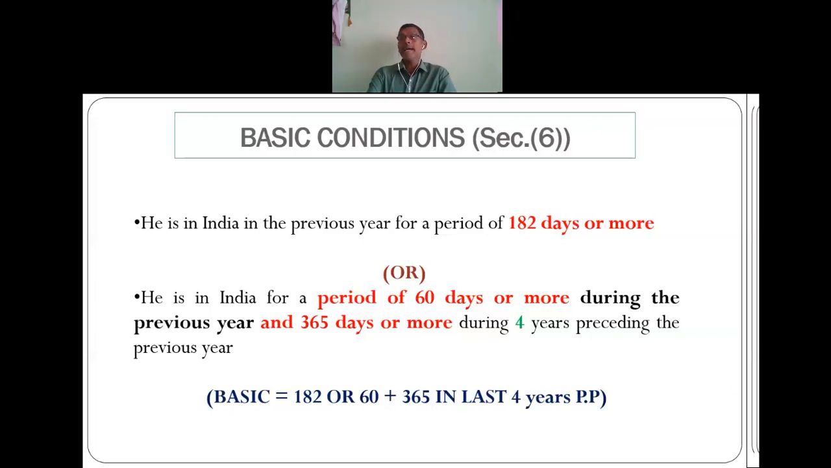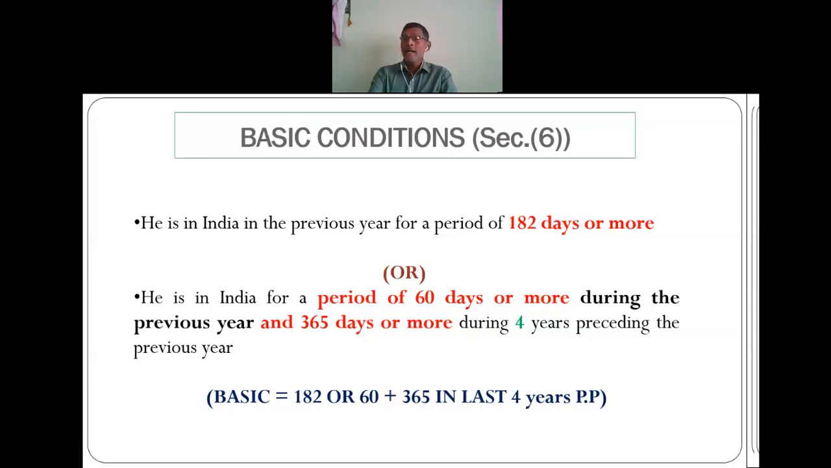If you want to claim your residential status, it is a must that you stay at least a period of 182 days or more during the previous year. Immediately someone is going to ask the question: suppose I fail to stay a period of 182 days, what do I do? Then immediately look at the next basic condition.